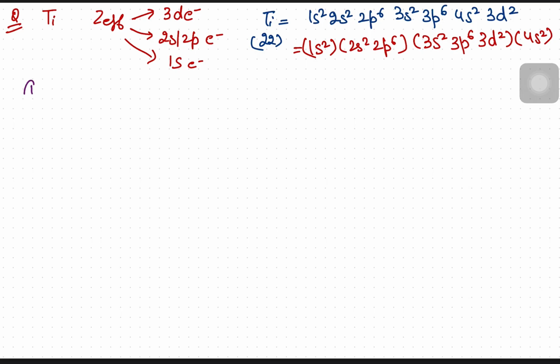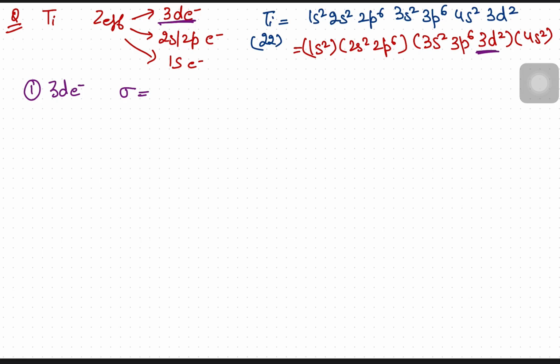Now the first is to calculate for the 3d electron. I'll tell you how to calculate sigma. Firstly we will calculate the sigma, then we will subtract it from Z, that is the atomic number, and we will get the Z effective. So for 3d, you have to mark this one. For d, what I have told you, just consider the d electron.